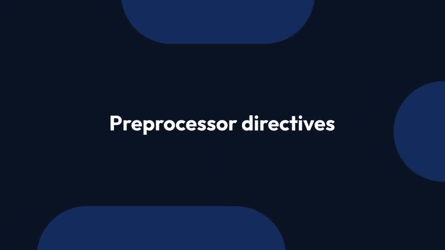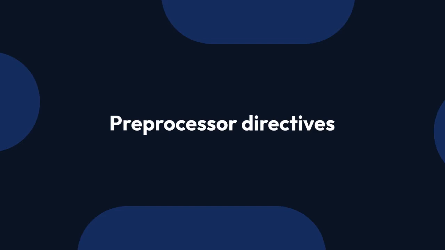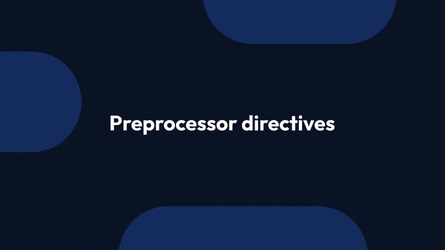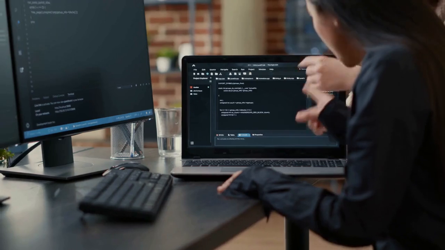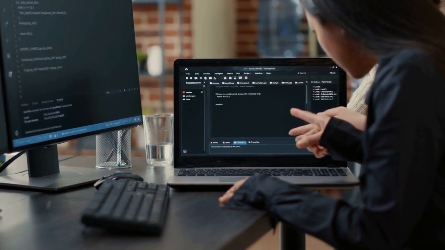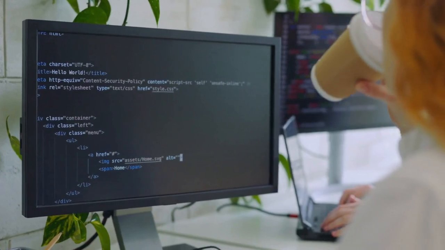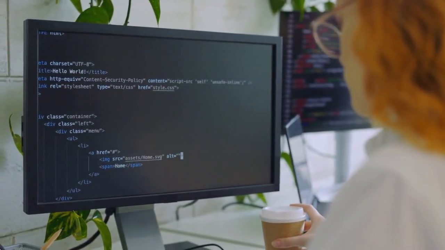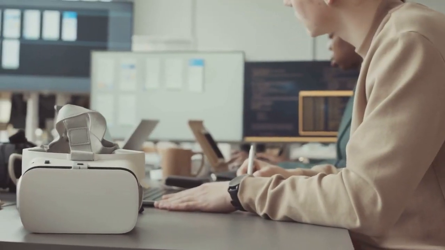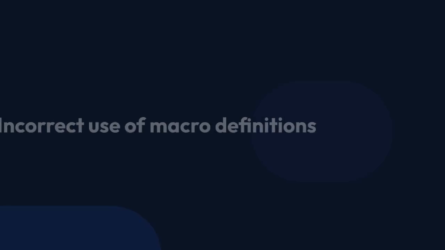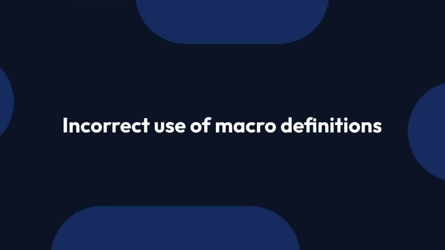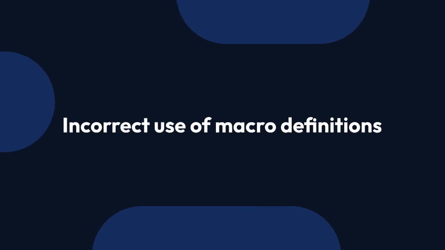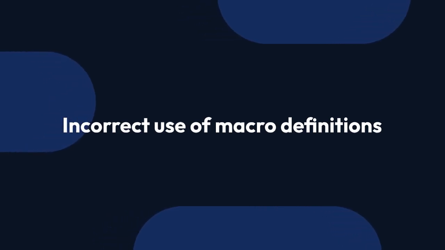5. Preprocessor directives. Problems with preprocessor directives, #include, #define, etc., can also trigger this error. If a directive is improperly formatted or if there's a problem with the file it's referencing, it could cause the compiler to encounter unexpected tokens later in the code. Ensure your #include statements correctly point to existing header files. 6. Incorrect use of macro definitions. If you define macros and there are mistakes in the macro's definition or use, this could lead to unexpected tokens. For example, a missing semicolon inside a macro definition can cause the compiler to complain about an unexpected token later.